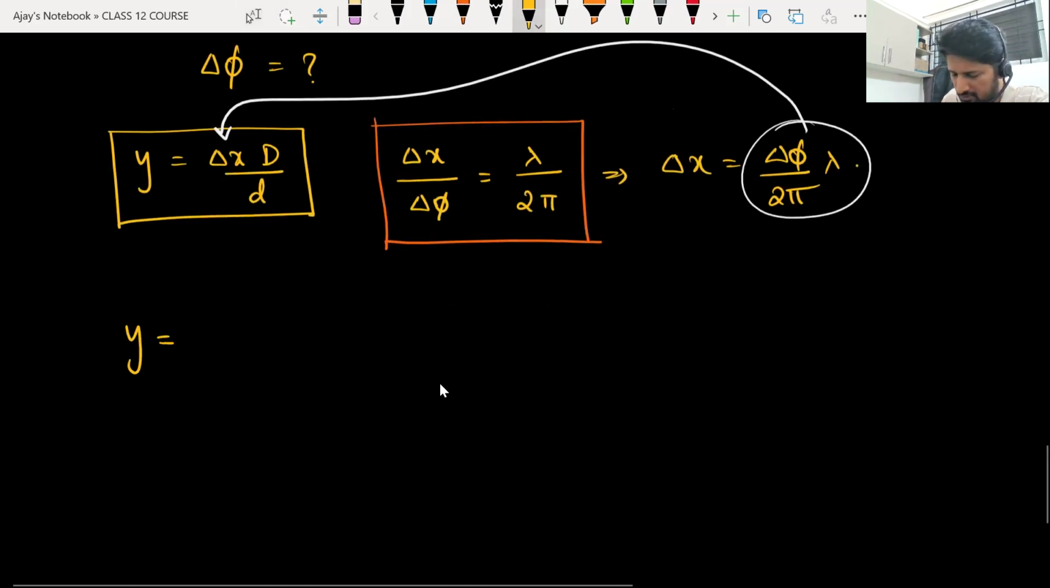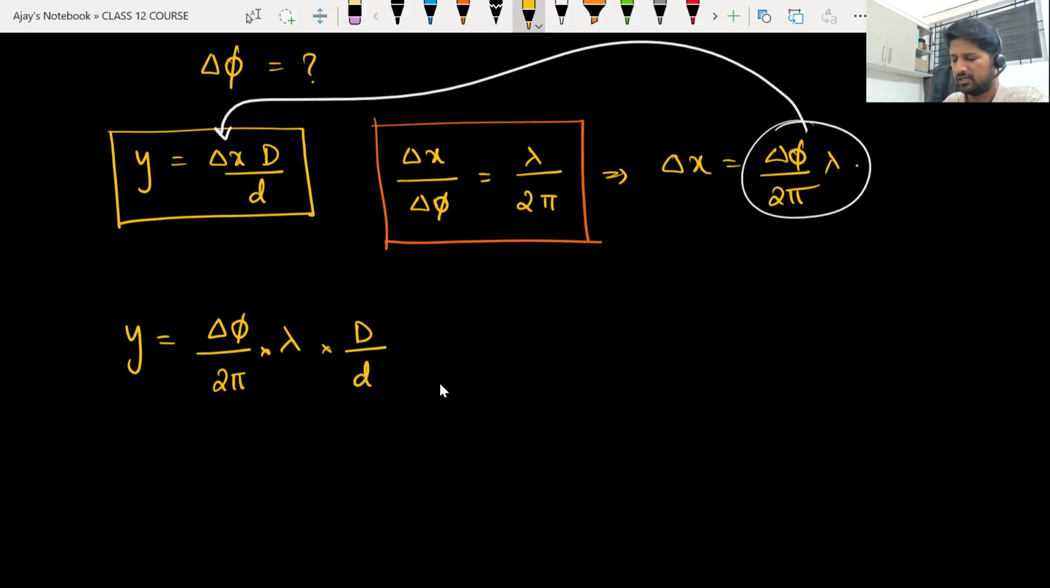So you get y is equal to, in place of delta x, delta phi divided by 2 pi into lambda. That is delta x, and you are still left with capital D by small d. This is how you relate y coordinate to the phase difference. Is this clear? Yes, sir. Now the y coordinate that you are given is lambda capital D divided by 4 small d. Now cancel whatever you can on both sides. Lambda capital D cancels, small d cancels. That's all. You get the phase difference now.